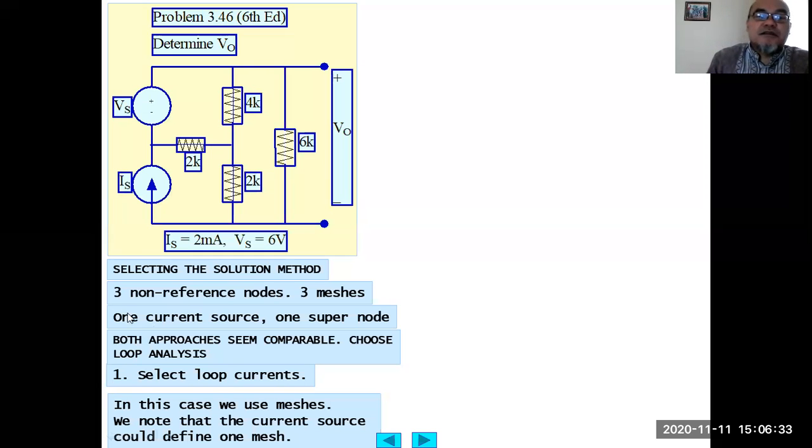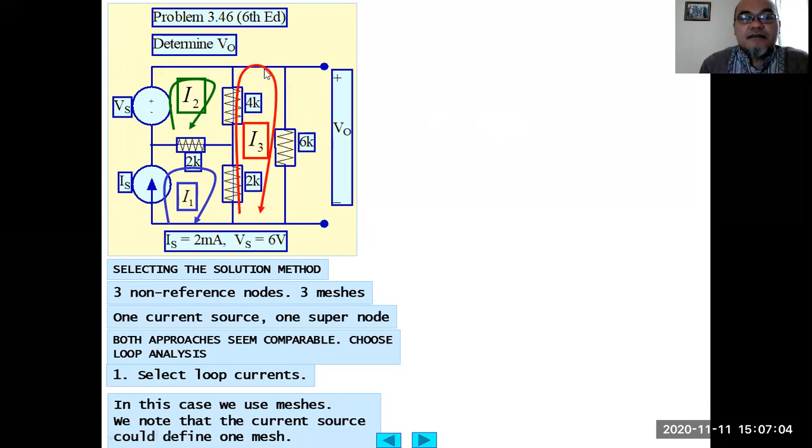So let's say we choose loop analysis here. First we select the loop currents. In this case, we use meshes. Remember, meshes are loops that do not contain other loops. So in this case, it will be here, here, and here. The current source defines one mesh, so the value of the mesh current here will be equal to the current source value. Then we have I2 in the second mesh, and another mesh here, I3.